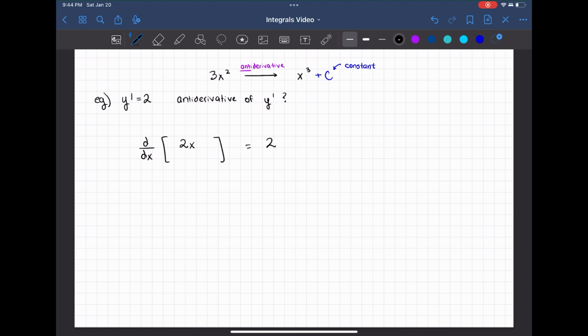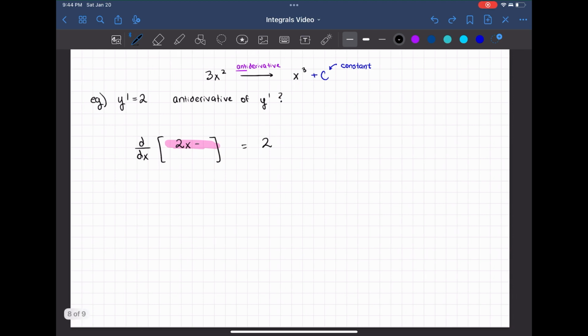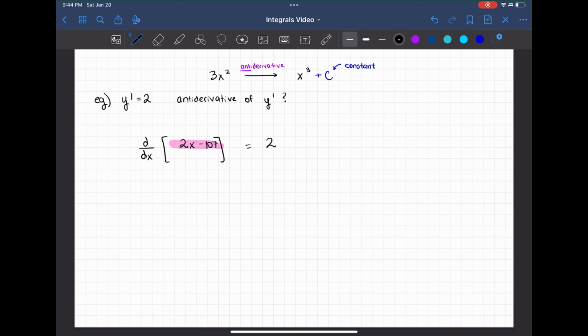But again, we're not done here, right? Because also what we can put into this little box right here is 2x plus 1, 2x plus 17. Perhaps we can put 2x minus 107. These are all viable solutions. So it's very important to add a plus c in there. And this plus c is just a number. It's a constant, right? So that is going to be your solution. y equals 2x plus c. So 2x plus c is the antiderivative of 2. Wonderful.